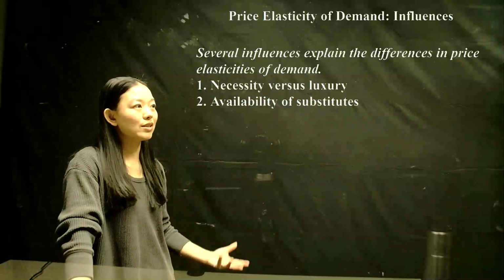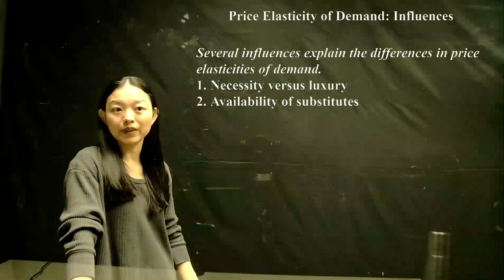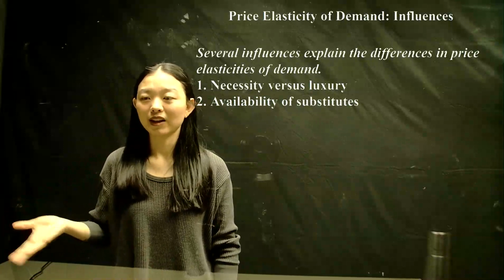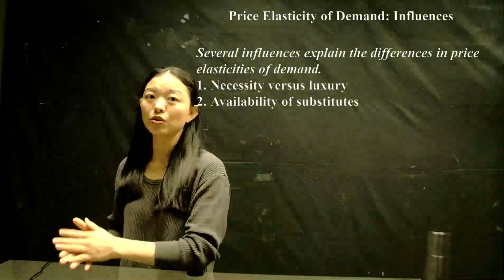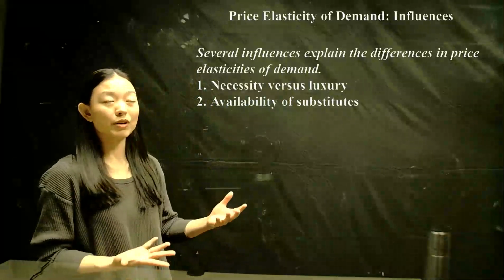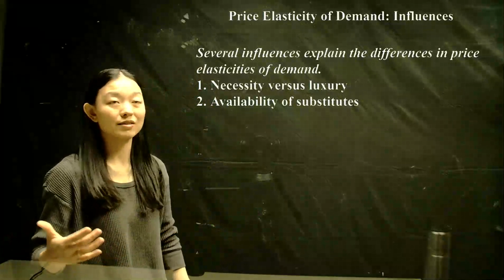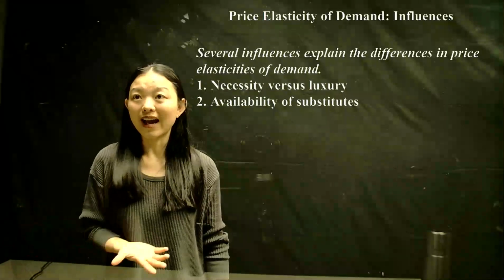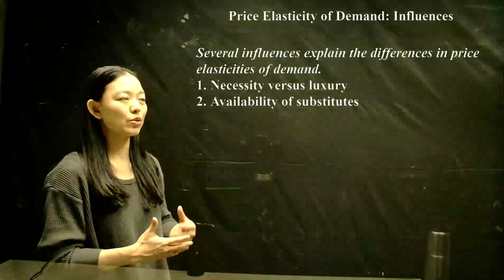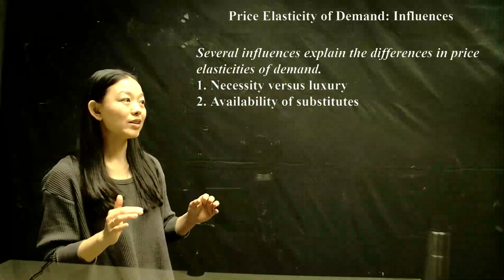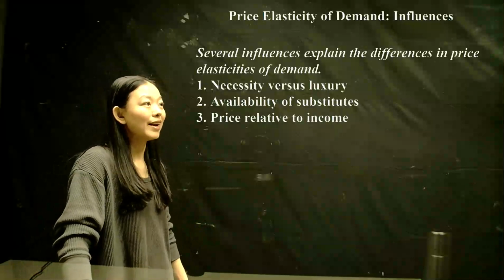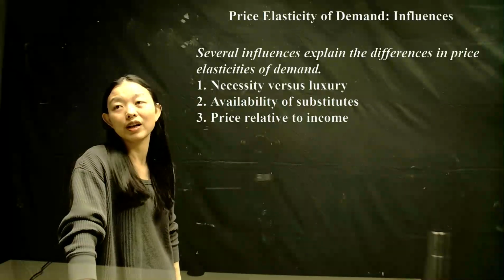We also need to talk about the availability of substitutes. For example, pancakes can have a lot of substitutes, right? We can switch to eating a burger, or maybe jello, etc. But think about another product like sunscreen or gas. Those products have very few substitutes. So the availability of substitutes will definitely affect the price elasticity of demand. Another one is price relative to income.